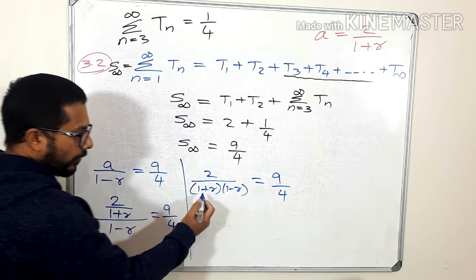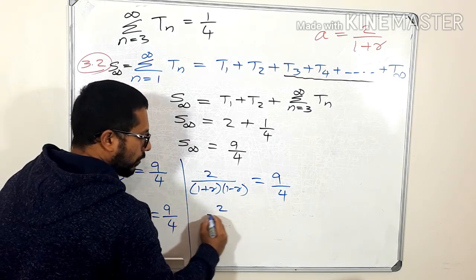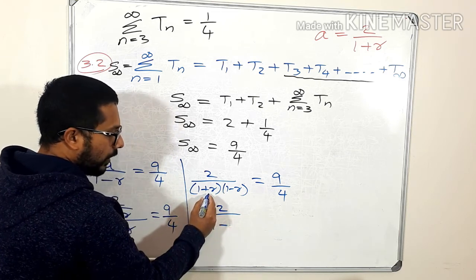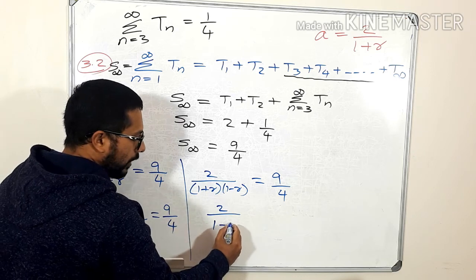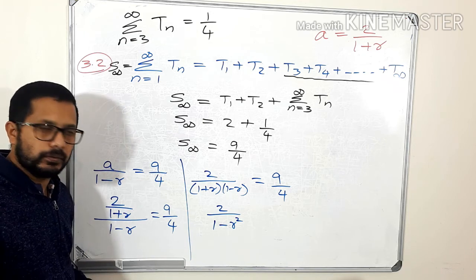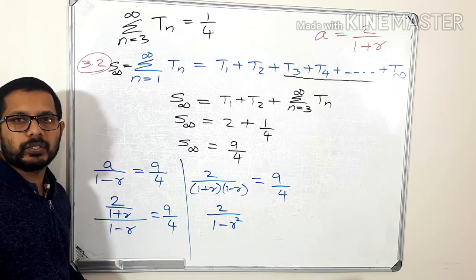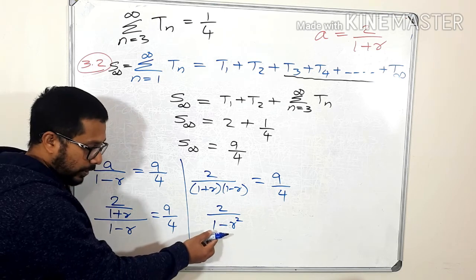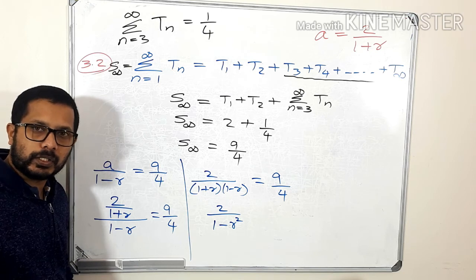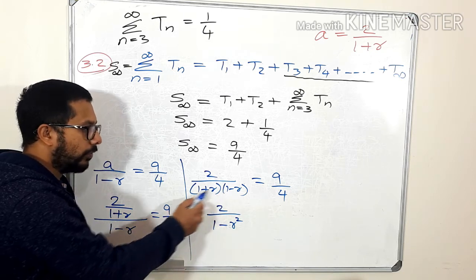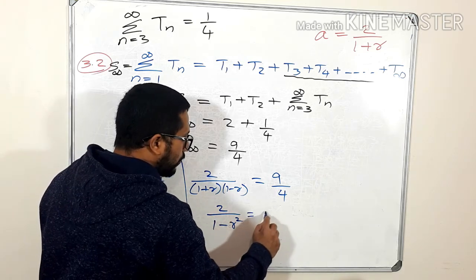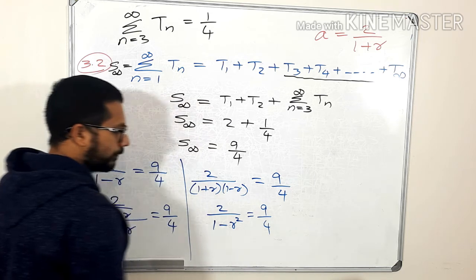So this 1 plus R into 1 minus R, difference of two squares, that is A squared, 1 squared, minus B squared, where B is R, so R squared. So 1 plus R into 1 minus R is 1 minus R squared. Difference of two squares, think the opposite way too: 1 minus R squared is 1 squared minus R squared, that is 1 minus R into 1 plus R, or 1 plus R into 1 minus R. So this one is equal to 9 over 4.